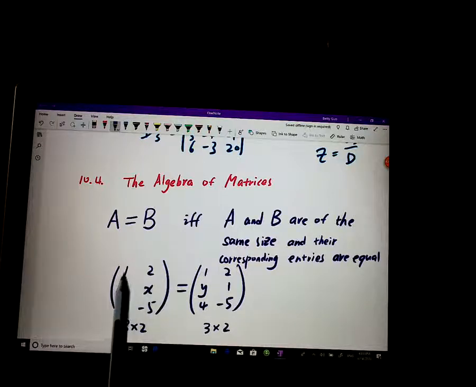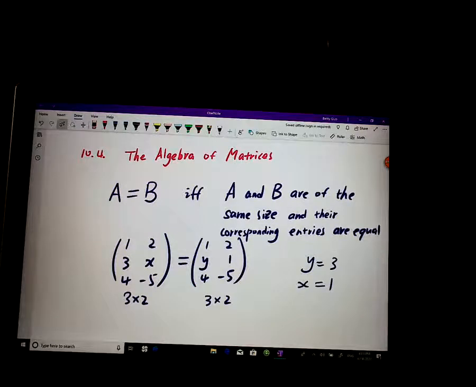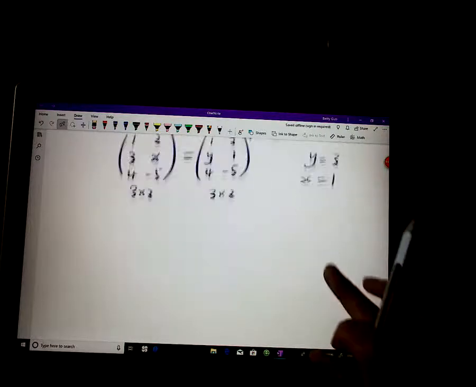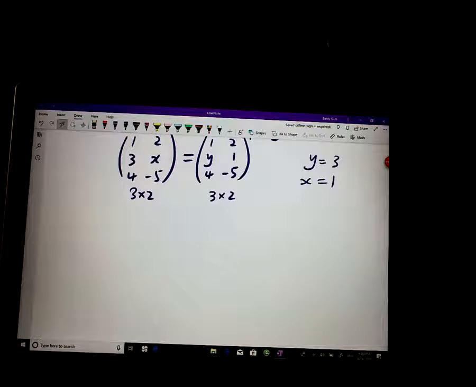Corresponding entries equal: 1 equals 1, 2 equals 2. Then what is y? Y, of course, needs to be equal to 3, right? And what is x? X is going to be 1. So 4 equals 4, -5 equals -5. It is very strict when we say two matrices are equal to each other. They have to be exactly the same: not only the same size, but also the corresponding entries equal to each other. So that's the first thing, how we understand two matrices being equal.